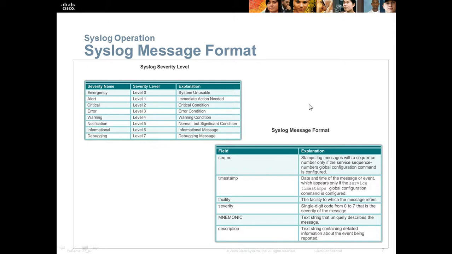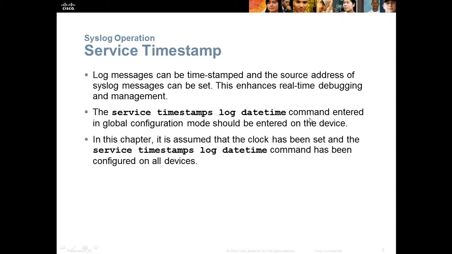And in a syslog message format, we have different fields such as sequence number, which stamps log messages with a sequence number only if the service sequence-numbers global configuration command is configured. Similarly, timestamp, the date and time of the message or event, which appears only if the service timestamps global configuration command is configured. Then facility, severity, mnemonic, and description.